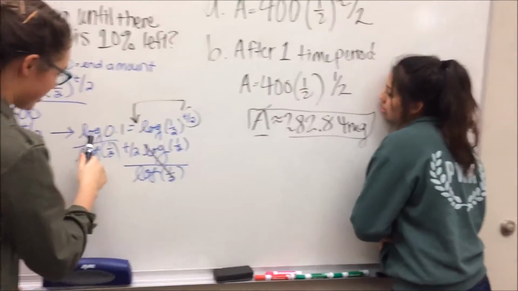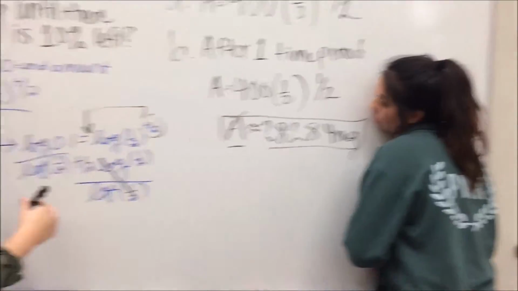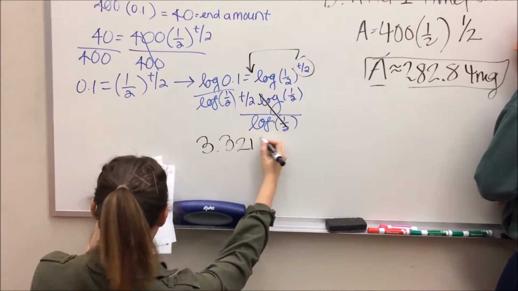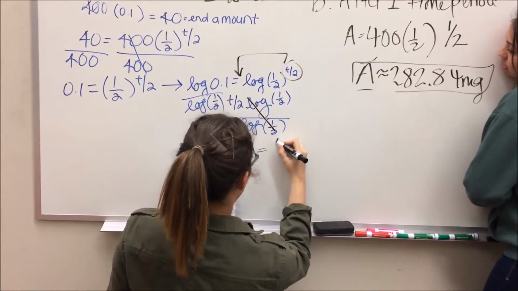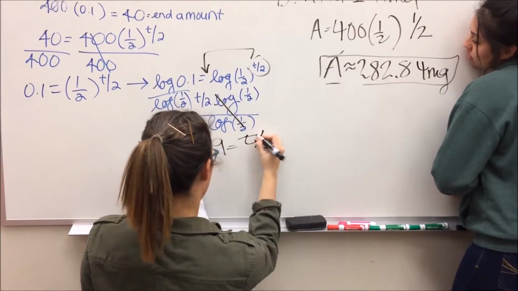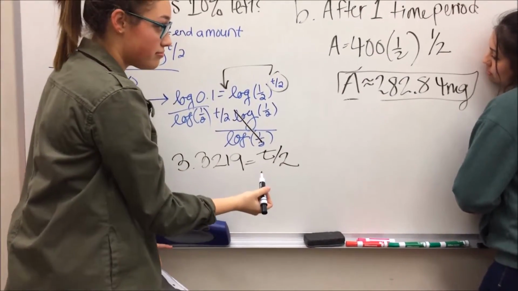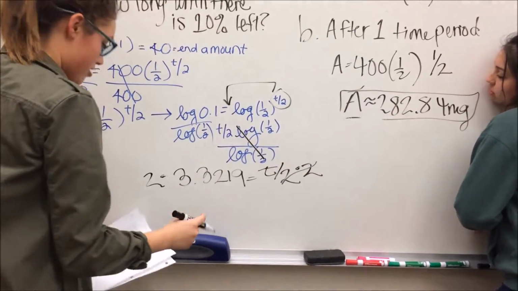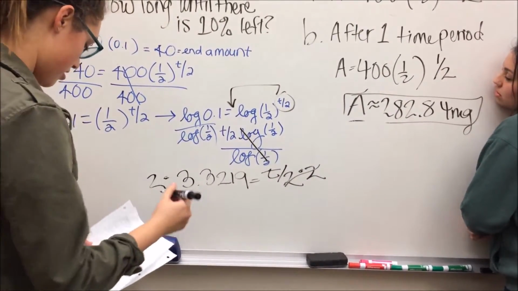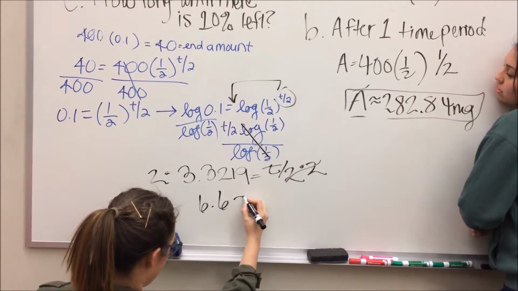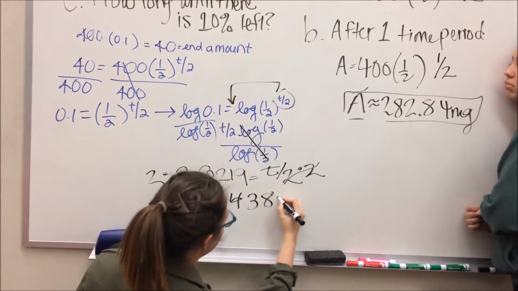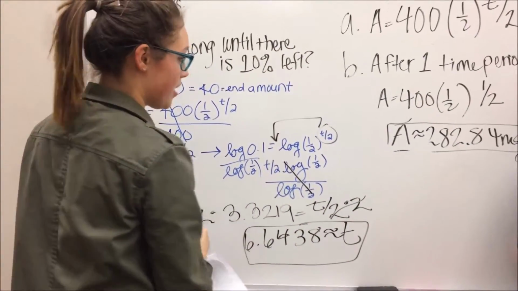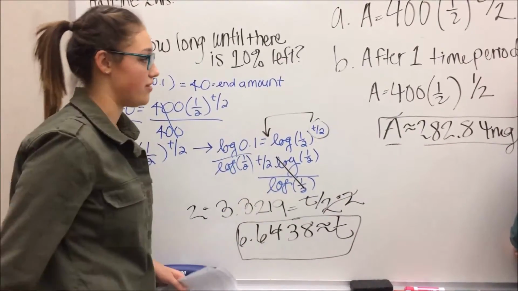Okay. So, you're going to take your log 0.1, divide that by your log 1/2. And I'll give you about 3.3219, and then equals your t over 2. And then to get rid of your 2, you're going to times it. So then 3.3219 times 2 would give you 6.6438, which is equivalent to t. So that's your time for about 10%, which is 100 milligrams left in your body.